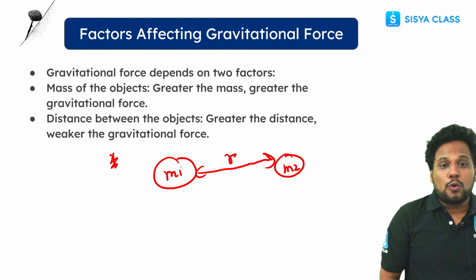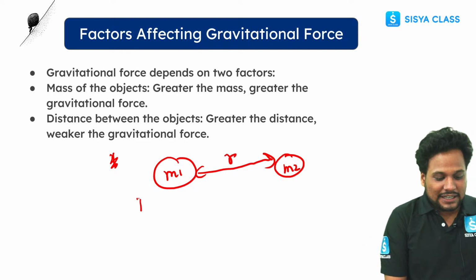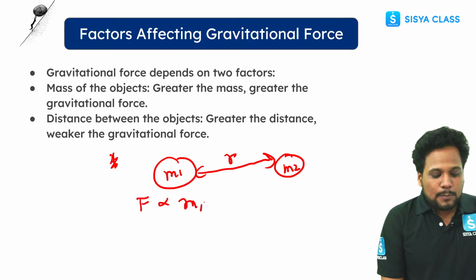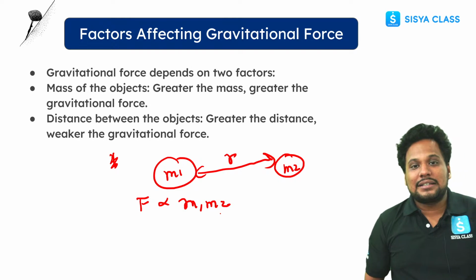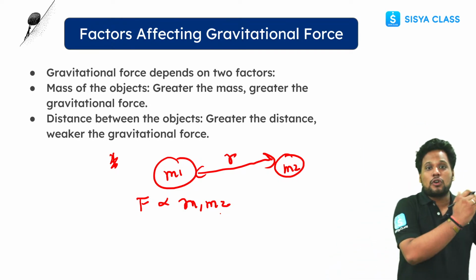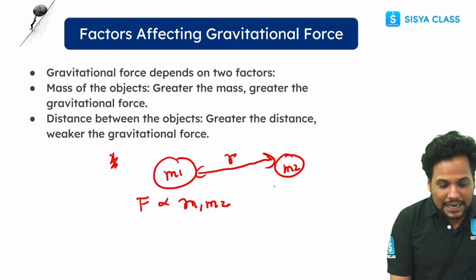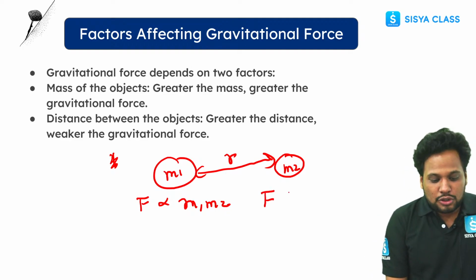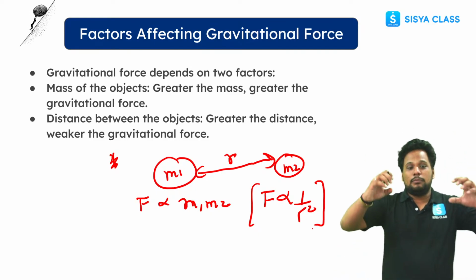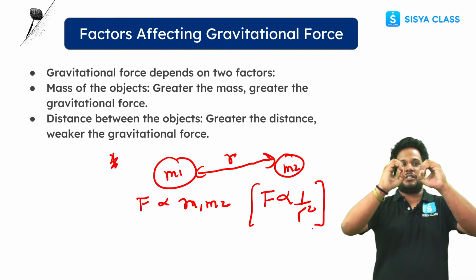Now, the force of attraction between these two masses is directly proportional to the product of masses. Directly proportional means the more the mass of the object, the more the force on that object. This is clear. And it is inversely proportional to the square of the distance between them. Let's suppose the distance between two objects is like this.